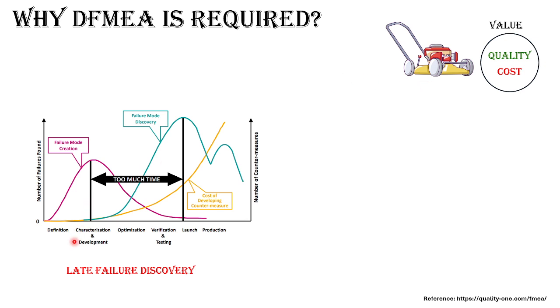Now, if you see this one, this is a typical product development process, where along the y-axis we have the number of failures that are detected, and along the x-axis it's basically the development time from the starting to launch and then production. So here, this is a case where the failures are discovered late in the process.